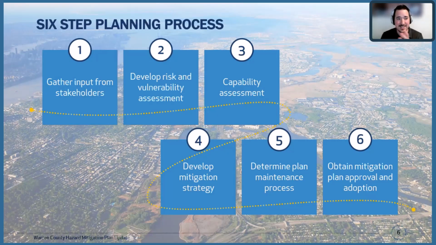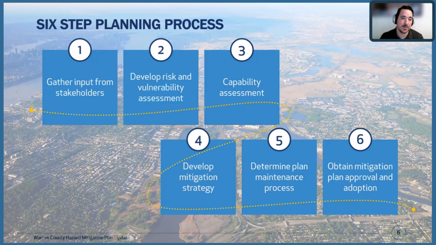And these are the six steps of the process. The first is gathering input from stakeholders. This happens throughout the entire project. This is through meetings like this, through online surveys, and through reaching out to local stakeholders such as businesses or community representatives. And we're taking that information and adding it into the plan update.